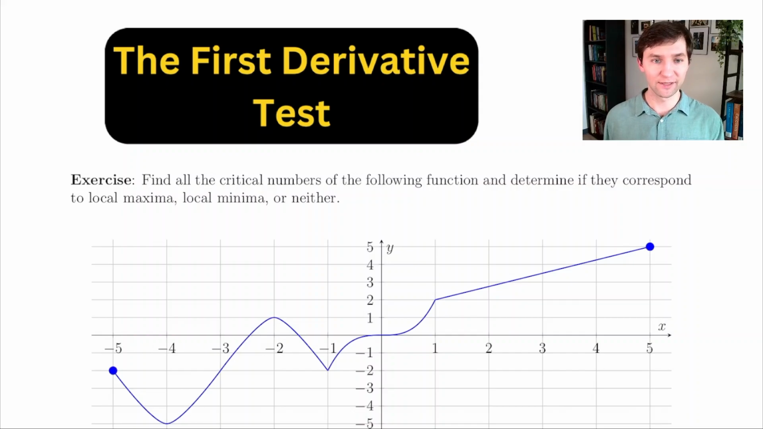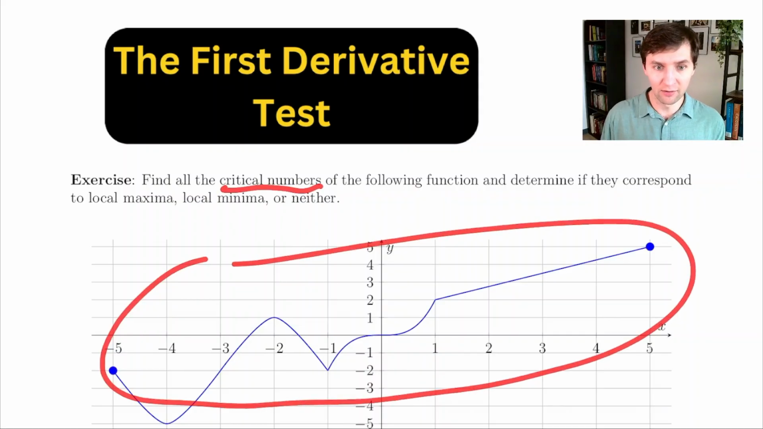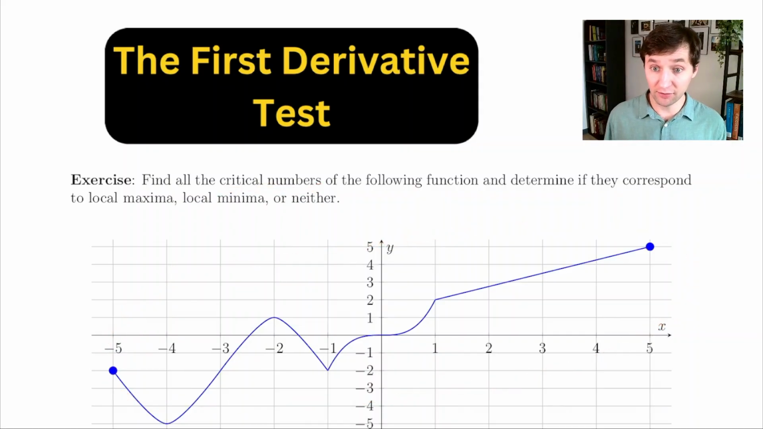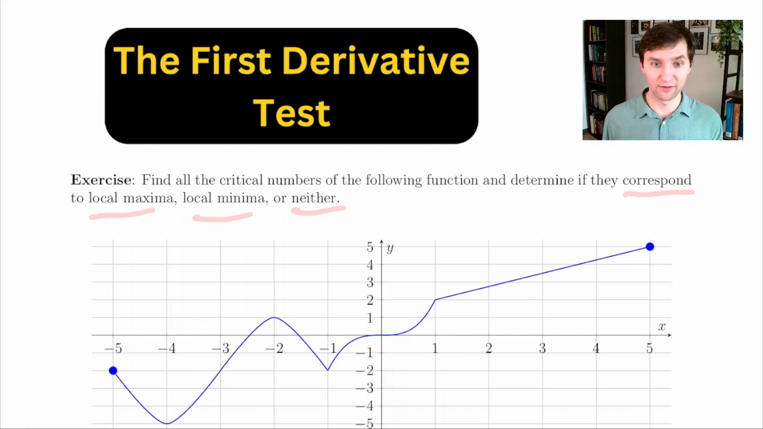Hi everyone. Let's talk about the first derivative test, a test we use to determine if a critical number gives us a local maximum, local minimum, or neither. In the first exercise, we must find all critical numbers of the following function, and then we must determine if those critical numbers correspond to local maxima, local minima, or neither.